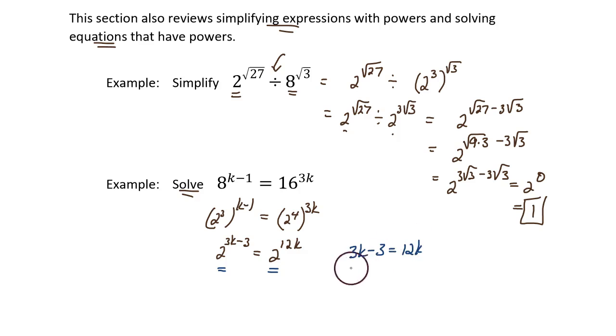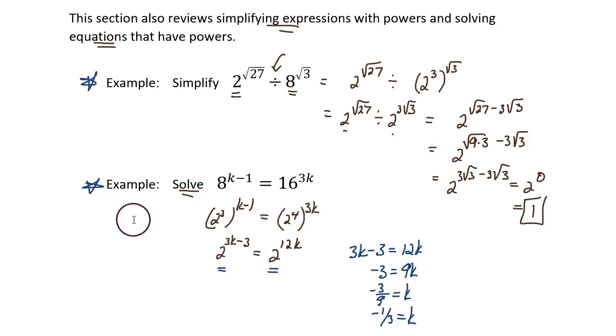Now solve this equation. If you subtract 3k from both sides, you get negative 3 equals 9k. And then divide by 9 on both sides, you get negative 3 over 9 is equal to k. This does reduce, so negative 1/3 is equal to k. For both of these questions, the key to doing it was to rewrite them so that they used the same base.